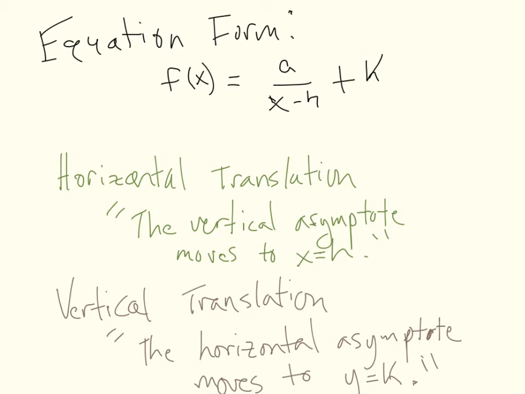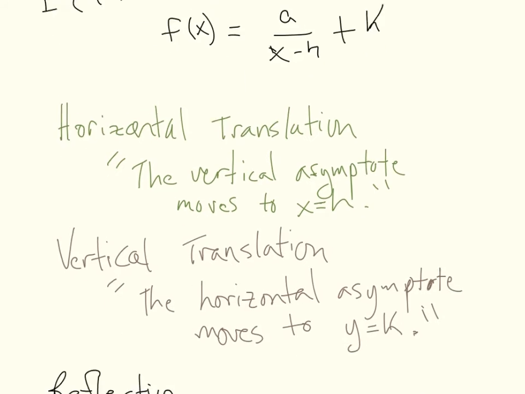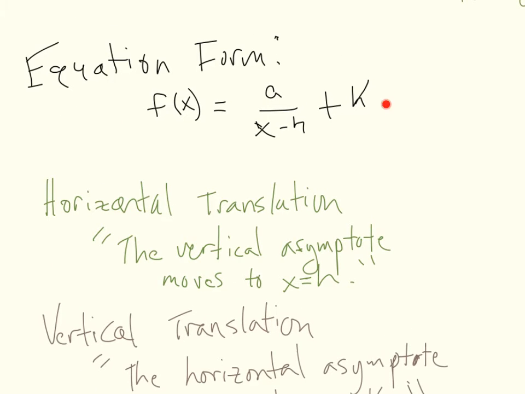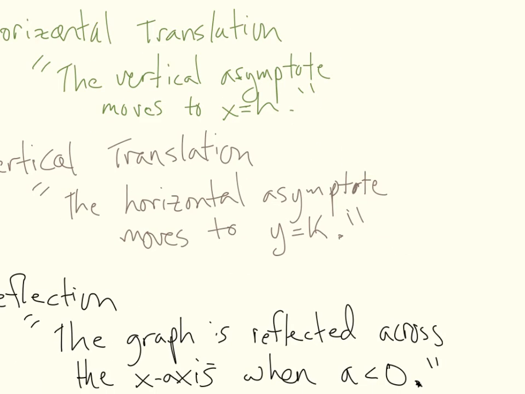So you can imagine our vertical asymptote is like this, and then if we move it right, it goes over here, or if we were to move it left, it would go somewhere over there. Okay, so whenever we have a horizontal shift, that moves our vertical asymptote. And similarly, whenever we have a vertical translation or a vertical shift, the horizontal asymptote moves to y equals k. And that would be this right here. This is our vertical shift. So you can imagine the asymptote starting here, and then sometimes it'll shift down or sometimes it'll shift up, depending on that value of k.